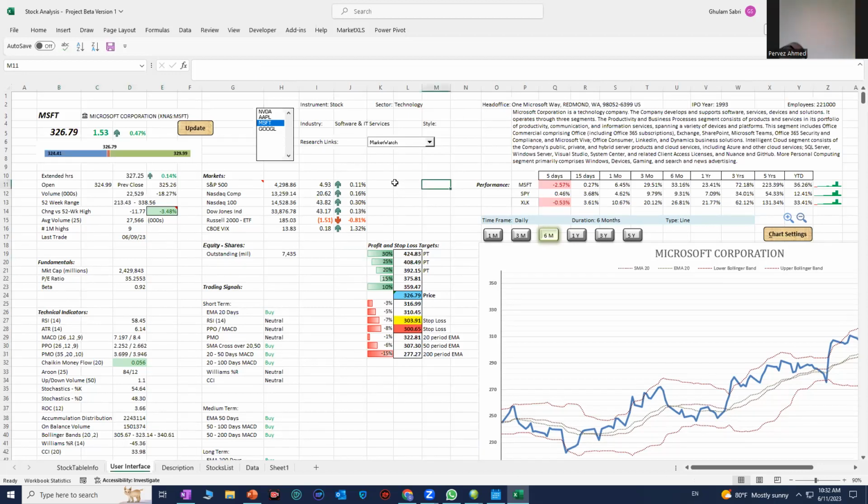Sabri had a question. This is column K and L and row number 20. Yeah, profit and stop loss targets. Can you highlight what these were? I mean, I was listening, but I couldn't catch the whole thing.